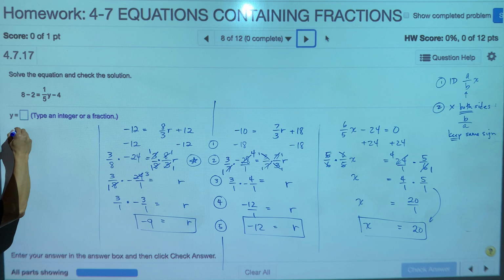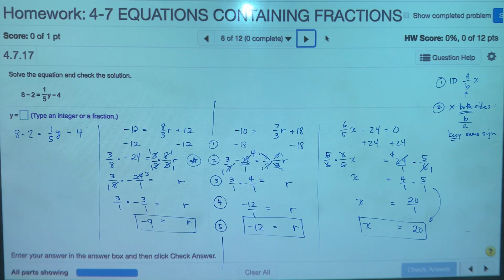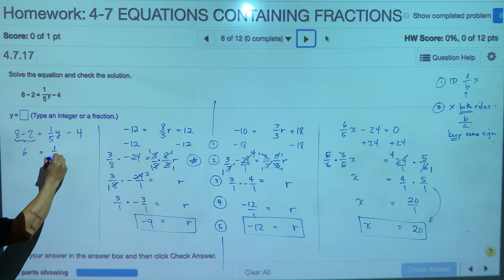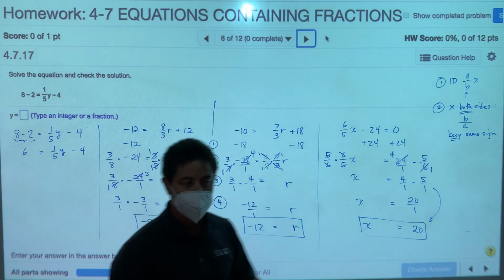Okay, 8 minus 2 equals 1/5, y minus 4. Okay, so when in doubt, always make sure the numbers are on one side, the letters are on the other. This is not the case. Also, if you can simplify things on one side and the other, do that first. What can be simplified right off the bat? 8 minus 2. Don't overthink it. It is indeed just 6. So if you can simplify something, go and simplify it. That's really the only little extra difference between this problem and some of the previous ones.